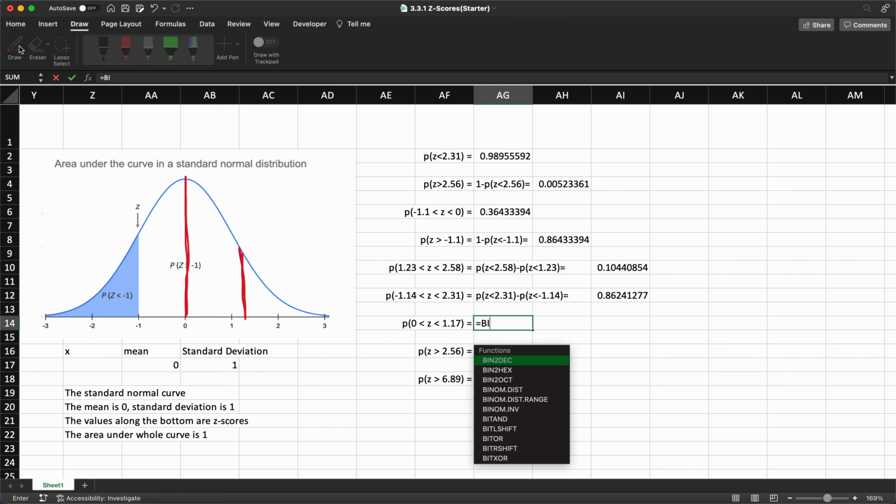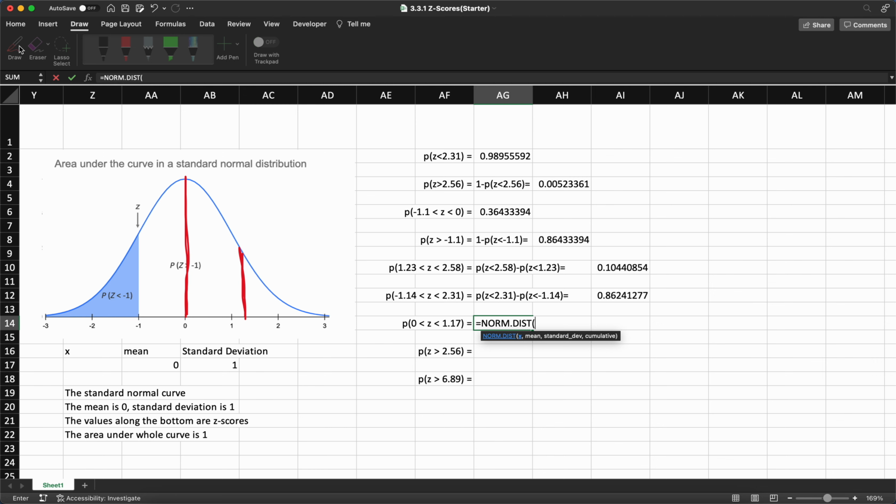So again, I'm going to do norm.dist. I'm going to use 1.17, comma 0, comma 1, comma true. Now this should be 87.8 or 0.8789. If we subtract 0.5 from that, we're going to get, oh, okay, I said 0.4, it's 0.378 or 0.3790. So that wasn't too bad.